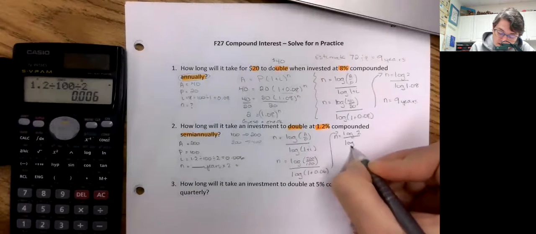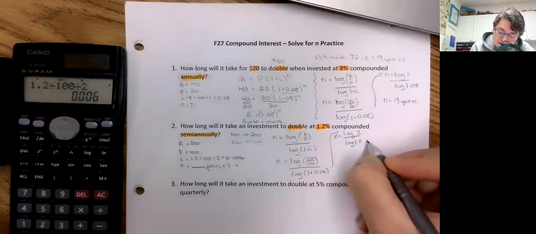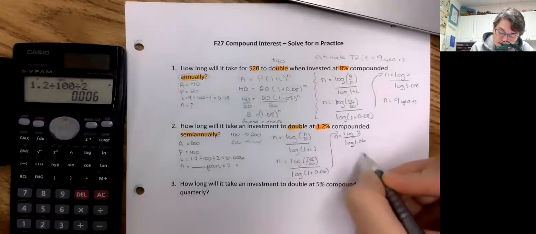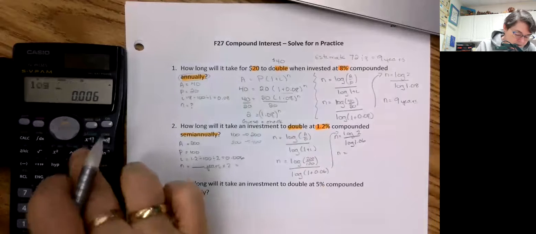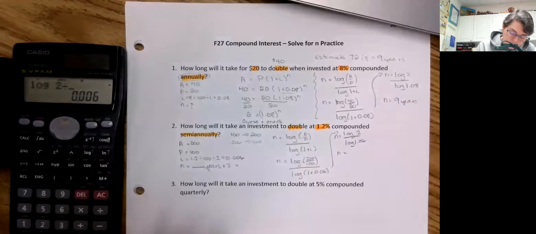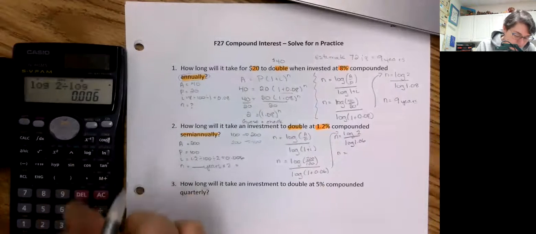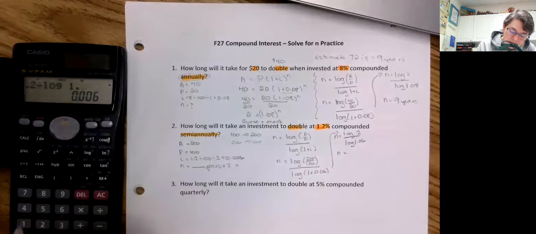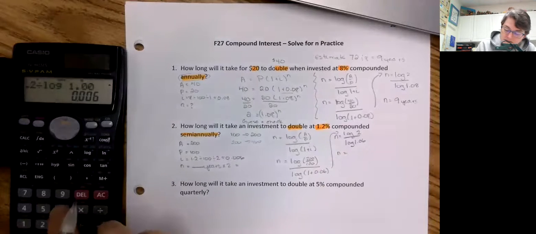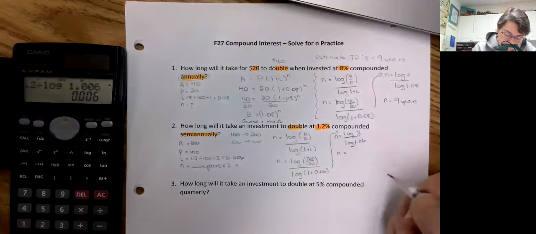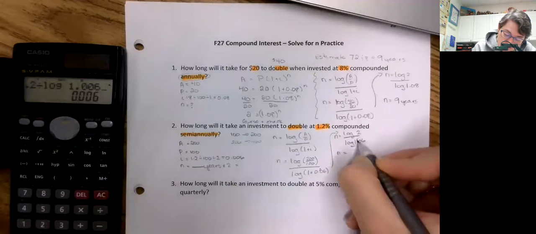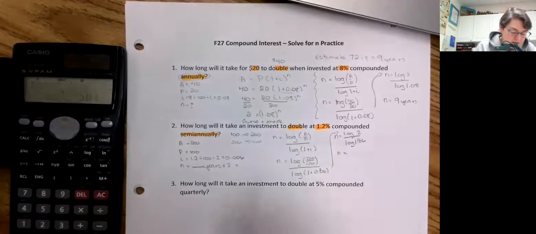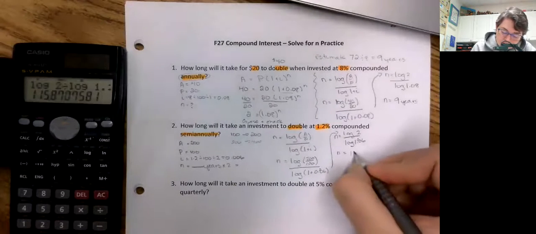Equals log 2 over log 1.006. Oops, look at that. I lost a 0 in there. That would make a big difference. Okay, so 1.006.